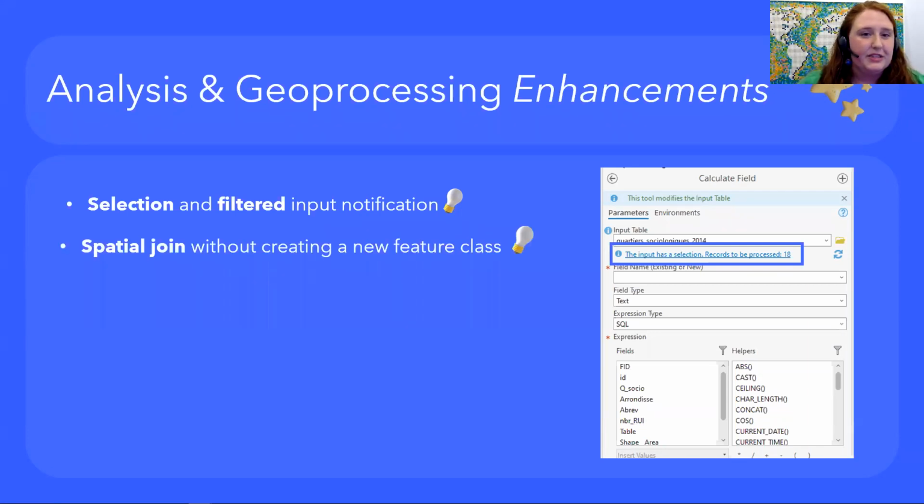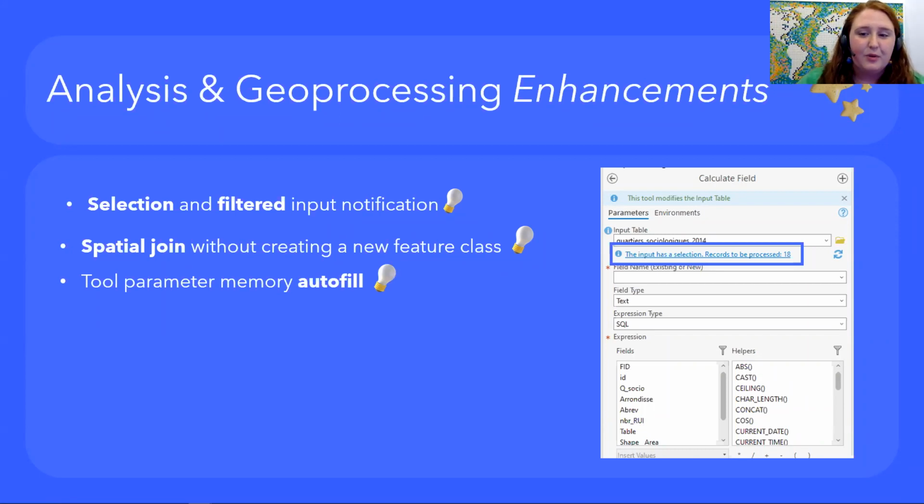Another change is with the spatial joins. They can now be created without making a new feature layer. Previously, every time you did a spatial join, a new layer was made, but now you can also have them as a temporary join, similar to how tabular joins worked previously. So just giving you a little bit more control over your workflows.